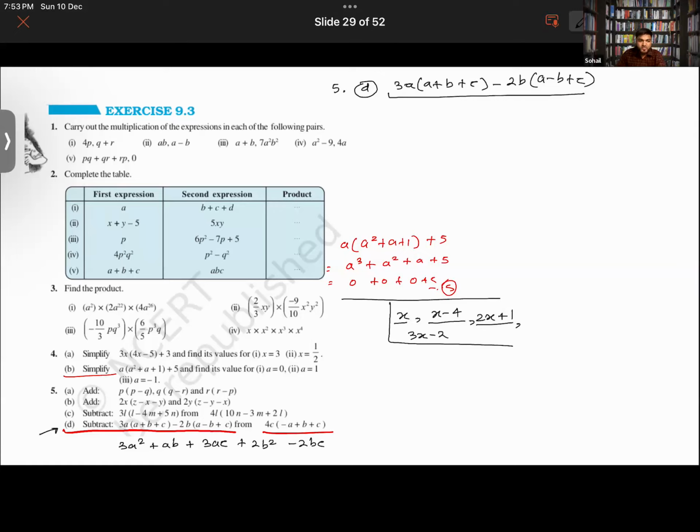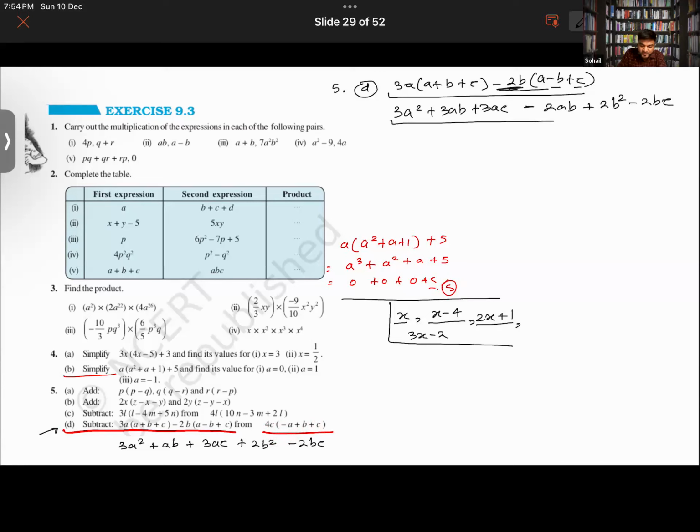Okay, look here. First we try to simplify. Out of the two, this is the bigger expression, because the statement says subtract this from this. So first of all, we simplify both expressions. Let's simplify this one. This will become 3a² plus 3ab plus 3ac. Then 2ab, minus 2ab. Then minus 2b into minus b, that becomes plus 2b². And minus 2b into c, that becomes minus 2bc. Hope that is clear to everyone.